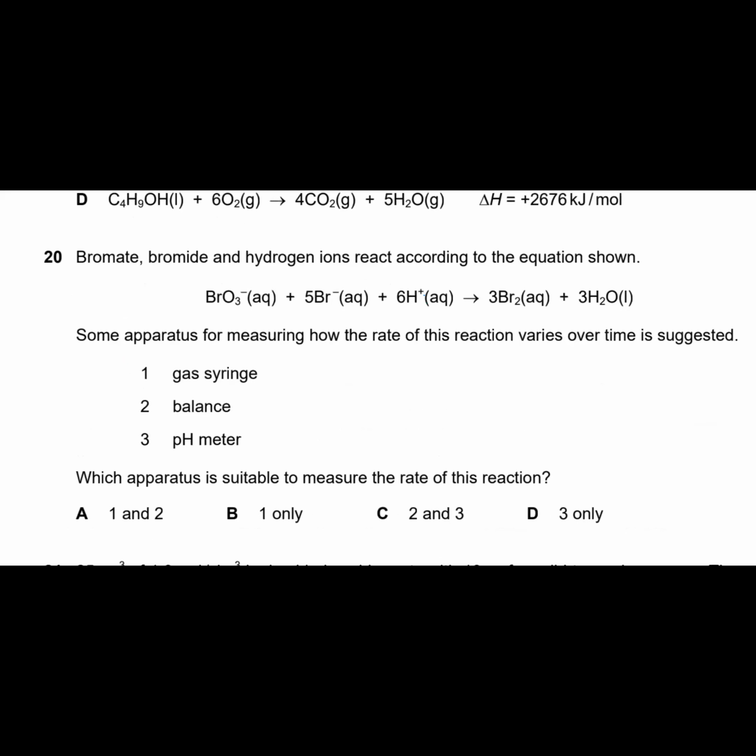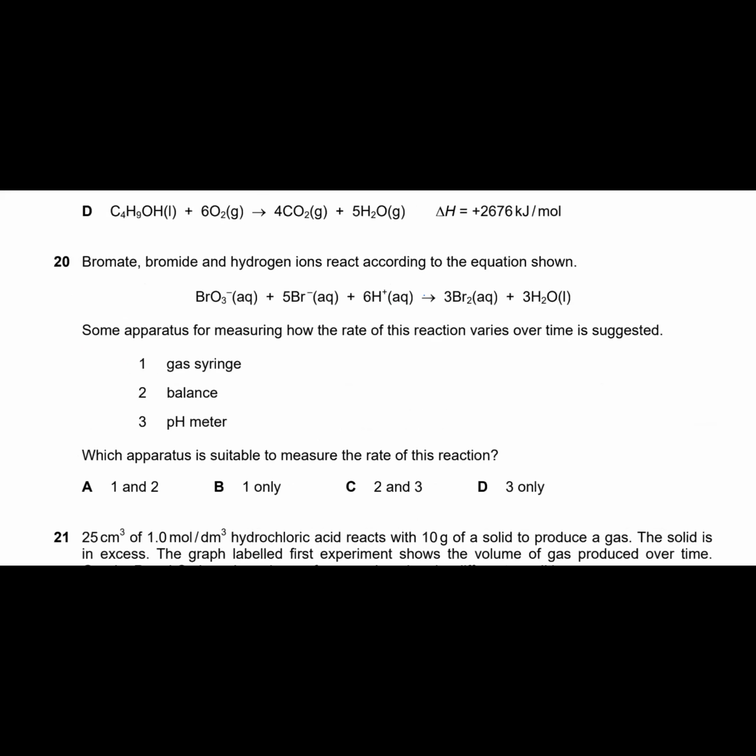Bromide and hydrogen ions react according to the equation shown. Okay, right? Some apparatus. Okay, they have given the rate of reaction here. Gas syringe, balance, pH meter. Which apparatus is suitable to measure the rate of this reaction? Balance, you need a balance, bromide, and hydrogen. You need pH, what is in balance and gas syringe.